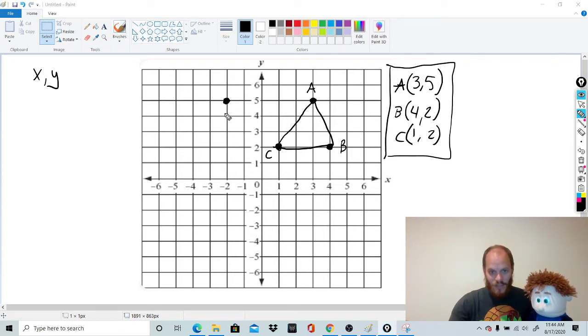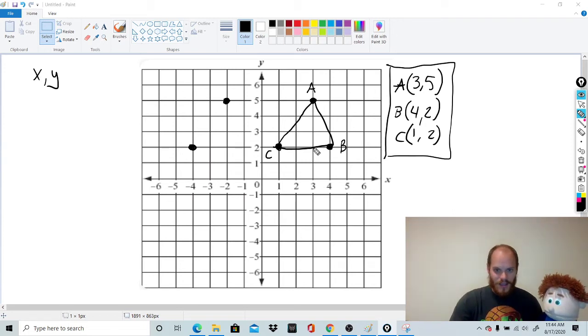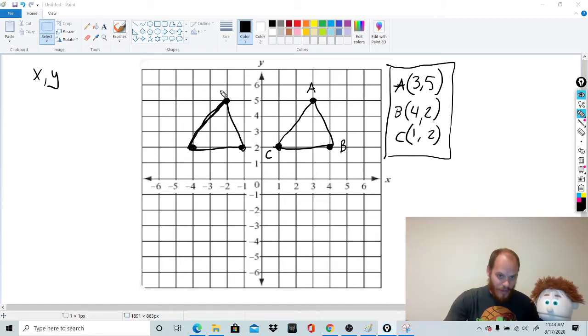Okay, so if I were to slide this guy, we'll say I slid A right here, and I take this same triangle and make the same triangle. How did you know to put the dots there? I'll explain how I knew to put the dots there in just a second. And so here's this triangle again, right here. Now we're going to call this A prime.